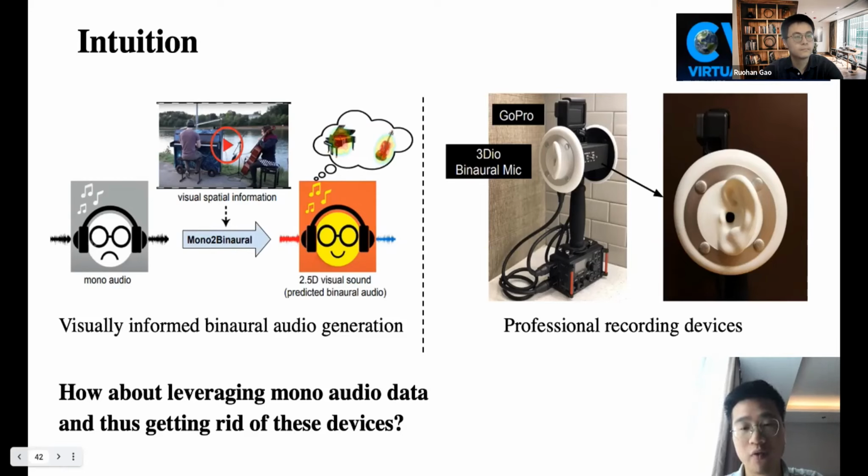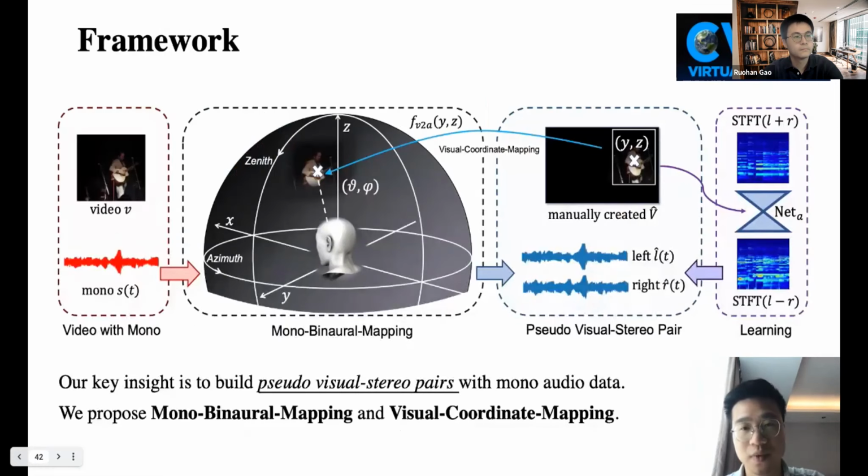Here, we have a proposal. How about using mono audio data, thus getting rid of these professional devices? Our key insight is to carefully build pseudo visual-stereo pairs with mono audio data for training. For creating these pairs, we propose two mappings, Mono-Binaural Mapping and Visual Coordinate Mapping.